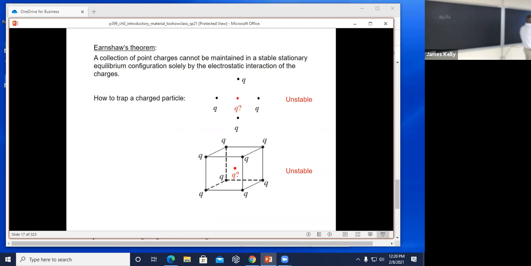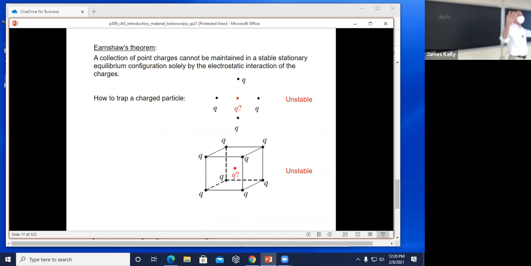A collection of point charges cannot be maintained in a stable stationary equilibrium configuration solely by the electrostatic interaction of the charges. The more general statement of Earnshaw's theorem is that it doesn't have to be electric forces, it's any 1 over r squared forces. So gravitational forces, or a combination of gravitational forces and electrical forces, they're not going to be stable.